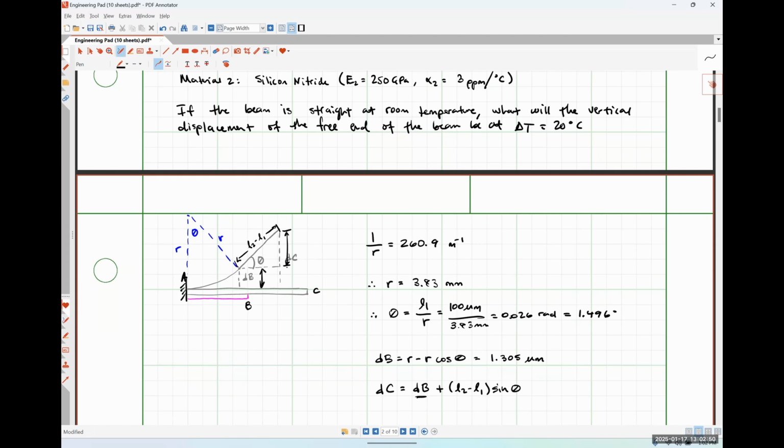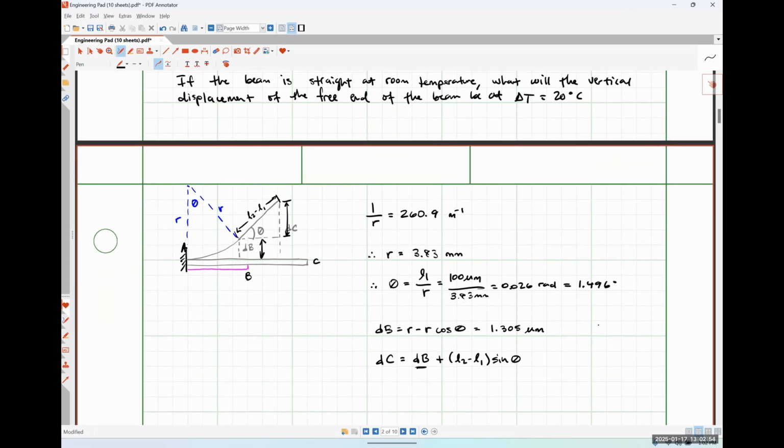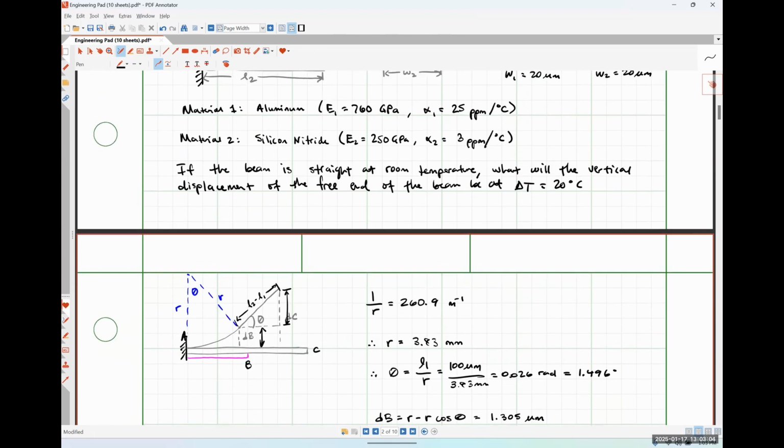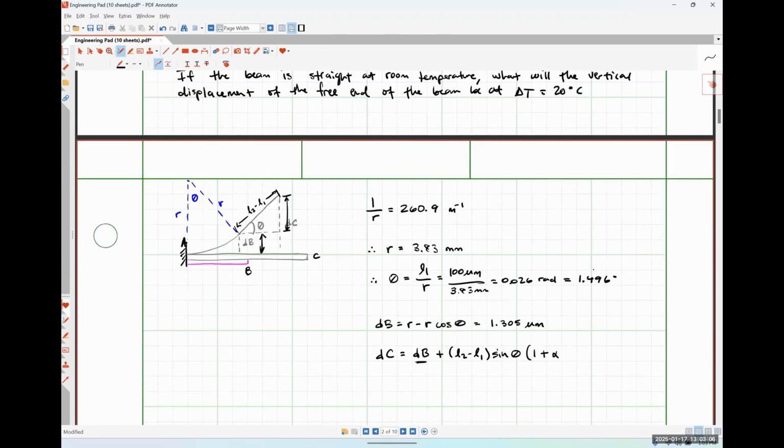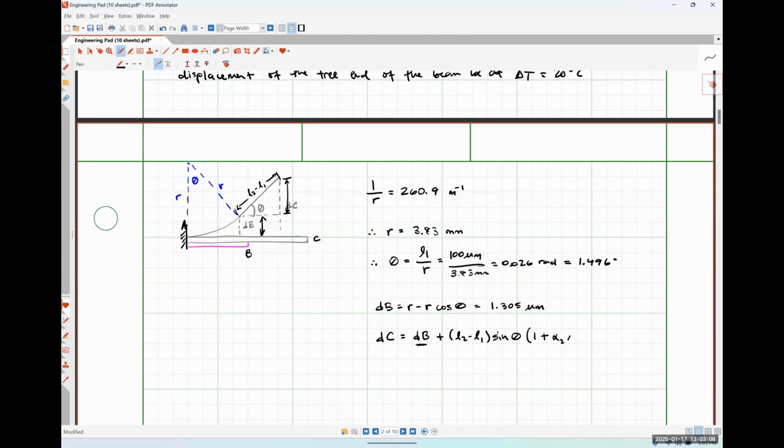Right. So that part from B to C should also change in length as well. Realistically, I think I should have this as 1 plus alpha 2, which material is the long one? Yep. Alpha 2 times delta T as well. So it should expand slightly.